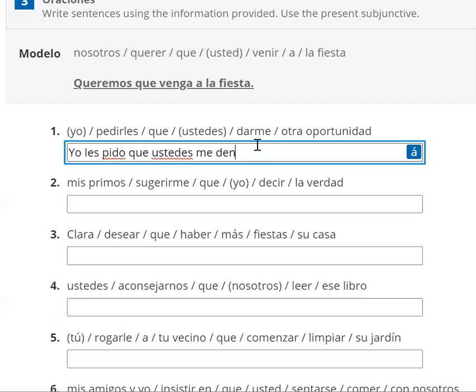If you were thinking it should be attached to it, that's only for commands. We attach object pronouns to commands, not to conjugations. You can also attach them to infinitives and present participles, but we're not doing that right now. So you could have attached me to den if it were used as a command, but that's not what we're doing. We're not using a command. We're using subjunctive conjugations. So yo les pido que ustedes me den, and then just finish with the otra oportunidad.